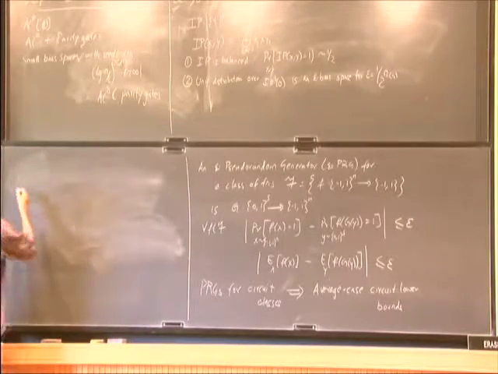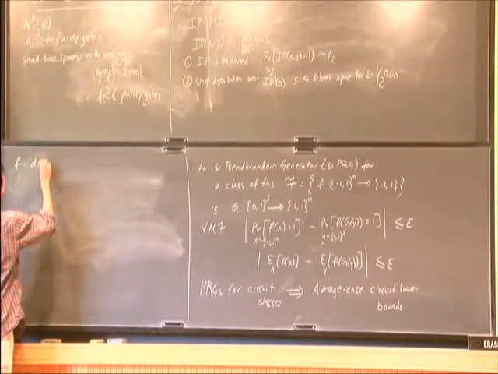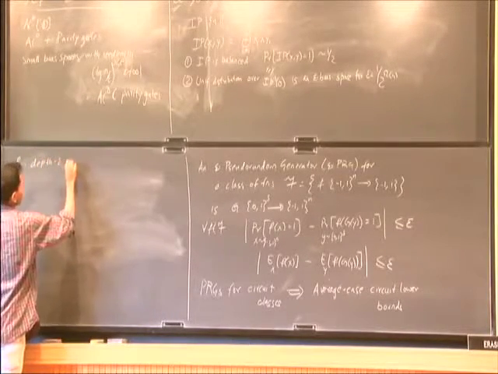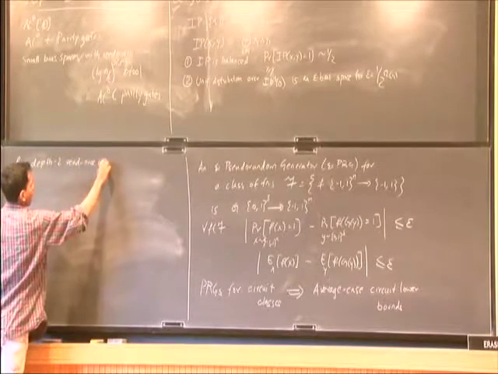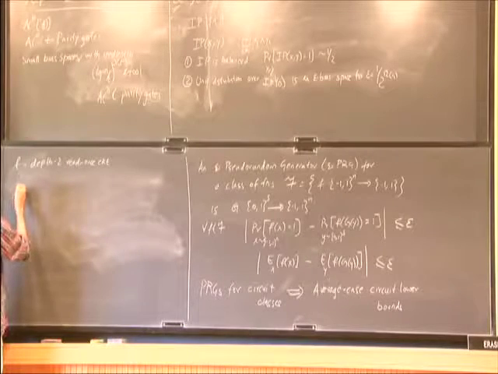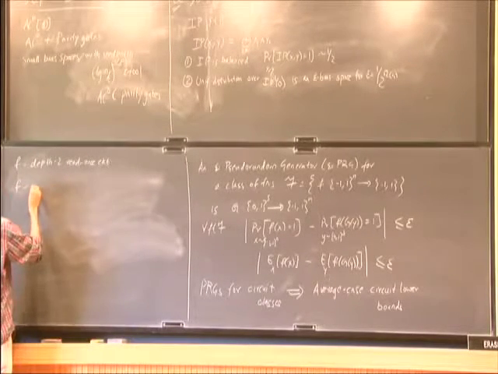So let me say, let f be some arbitrary depth 2 read once circuit. It turns out that the hardest case again is when f has a parity gate on top.